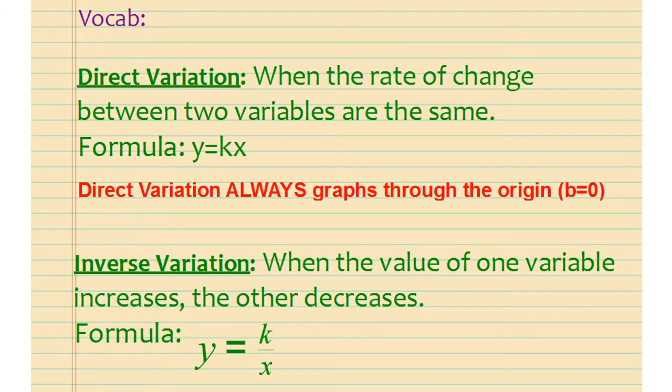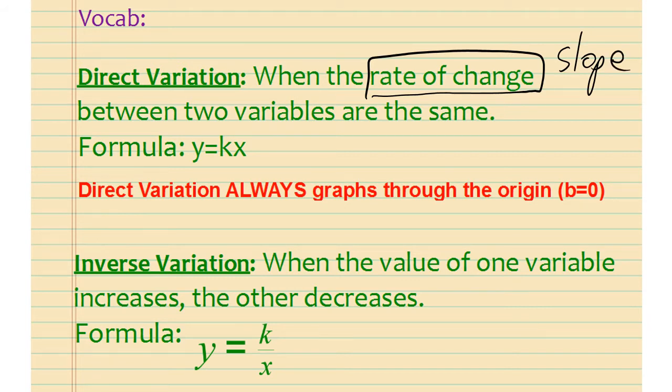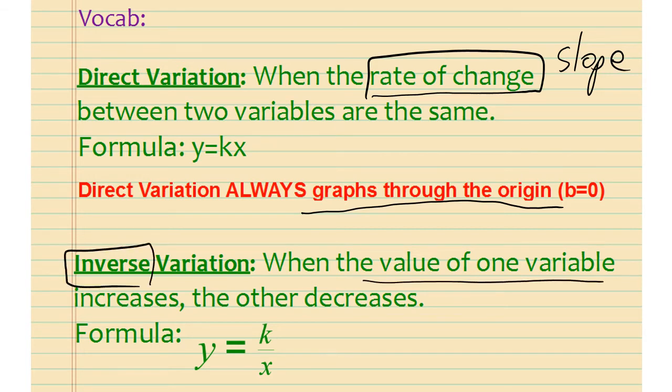So here's the vocab. Direct variation means the rate of change, which is code for what? Slope. Between two variables is the same. Direct variation will always graph through the origin. In inverse variation, when one variable increases, the other decreases. Here it is, y equals k over x.